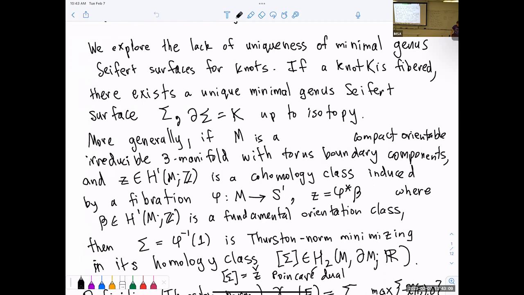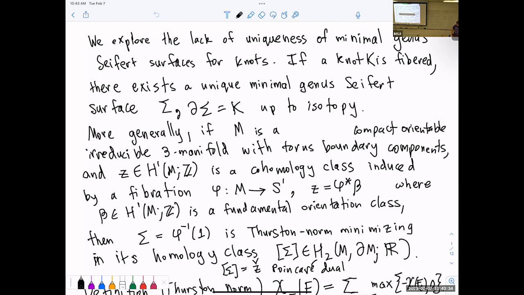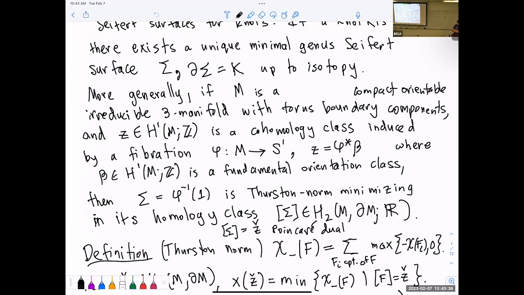A basic fact known from knot theory is if you have a knot K that's fibered, then there's a unique minimal genus Seifert surface Sigma, with boundary of Sigma equal to K, up to isotopy. And more generally, if you have a compact orientable irreducible manifold with torus boundary components, and then you have an element of the first cohomology group, which is induced by a fibration.